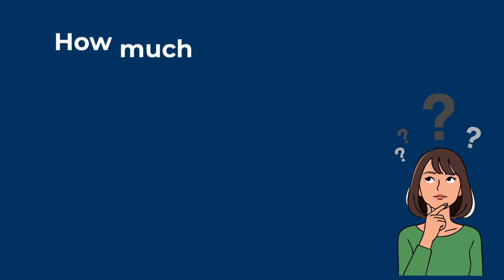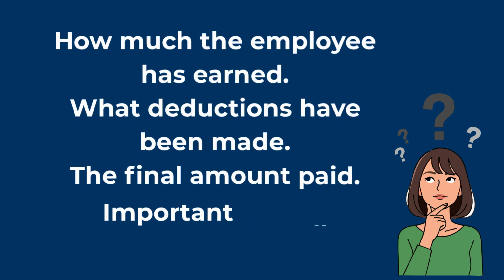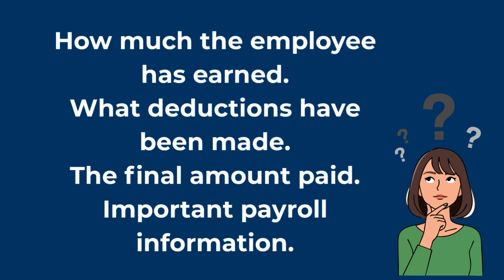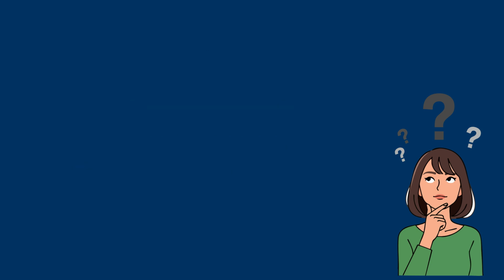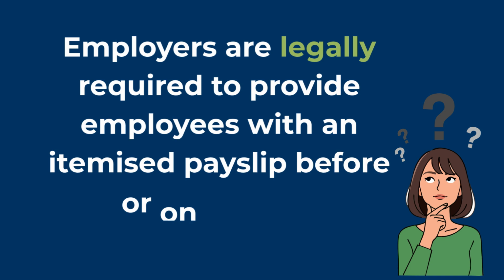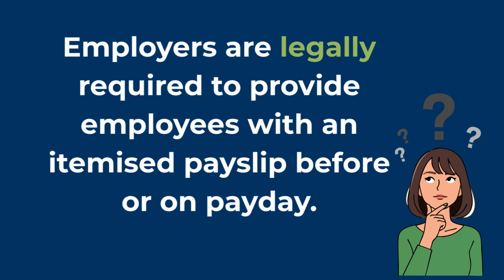specific pay period. So it explains how much the employee has earned, what deductions have been made, the final amount paid, and some important payroll information as well. In the UK, employers are legally required to provide employees with an itemized payslip on or before payday. So whether it's paper or electronic, the information should be clear and easy to understand.